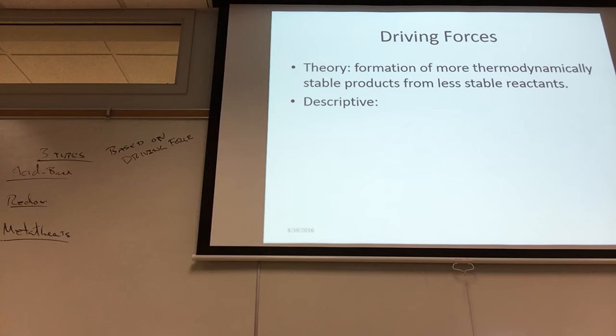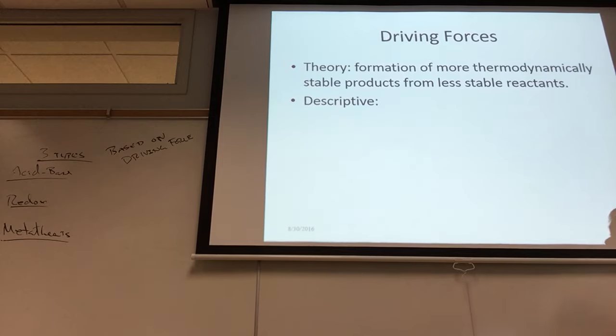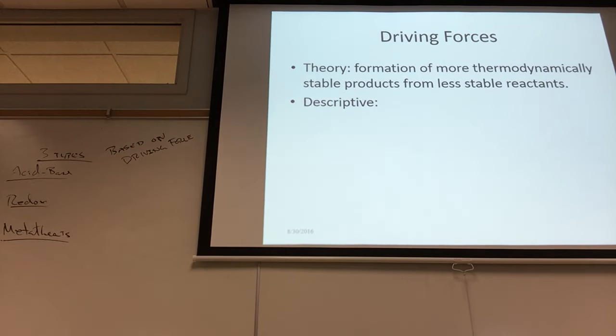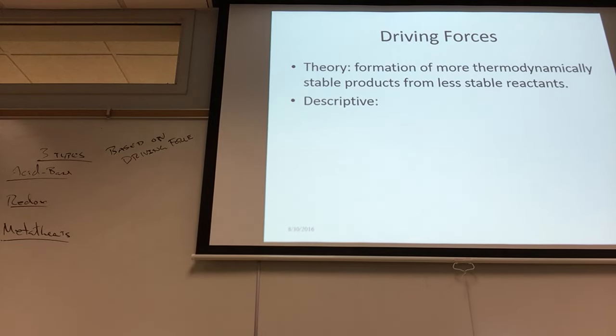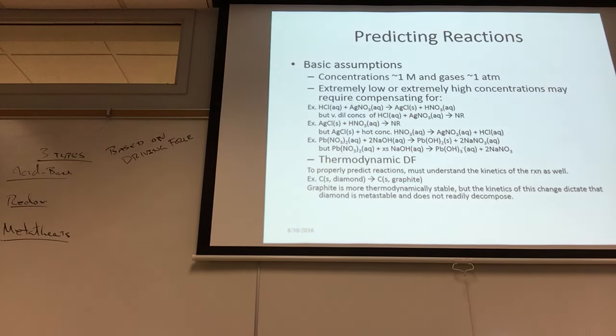Okay, so what types of things do we look for? We look for weaker acids forming from stronger acids. We look for precipitates. Precipitates are usually stable. We look for gases. Gas formation is usually stable. We look for certain descriptive stuff to happen. Okay, I'm going to skip this.